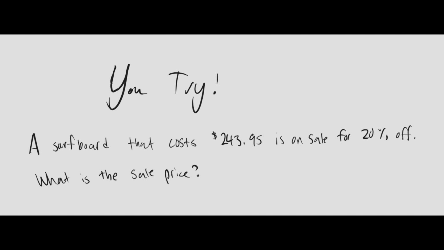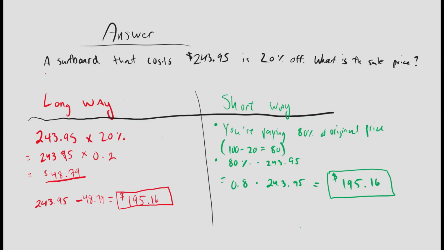Now you try. Here's a problem in front of you. A surfboard that costs $243.95 is on sale for 20% off. What is the sales price? Pause the video and check your answer in the next scene.